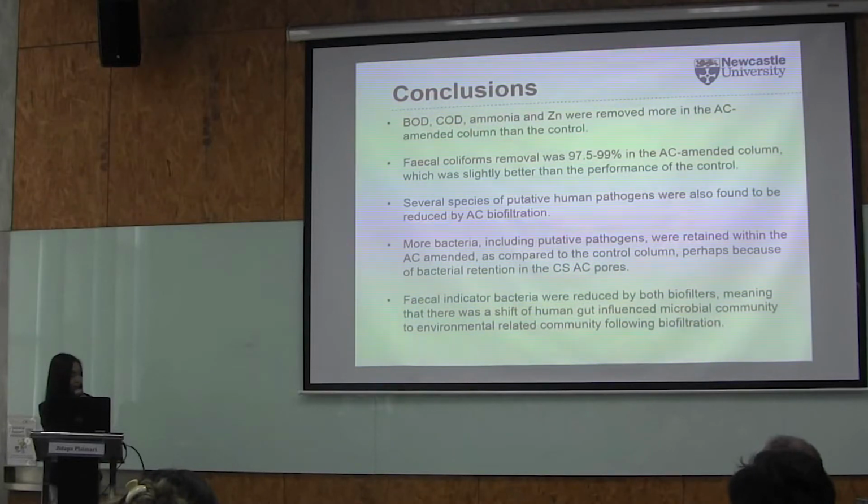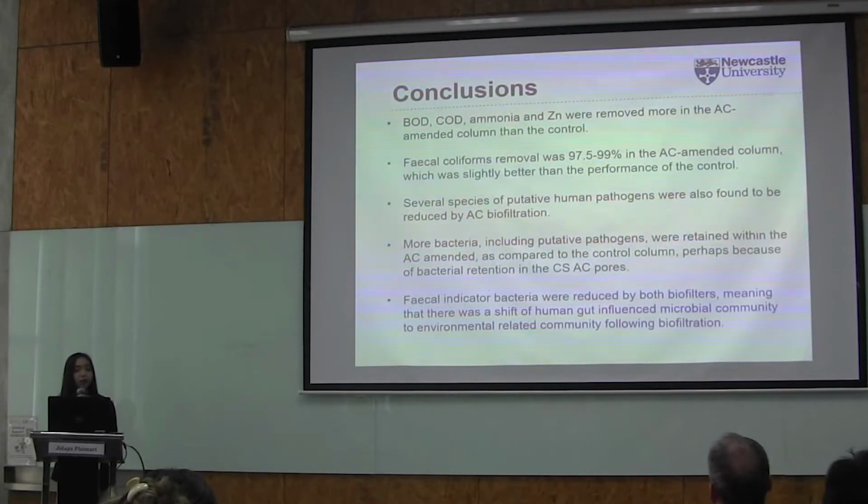And these are the conclusions. Firstly, BOD, COD, ammonia, and zinc were removed more in the AC amended column than the control. Fecal coliform removal was about 97.5 to 99% in the AC amended column, which was slightly better than the performance of the control. Several species of putative human pathogens were also found to be reduced by AC biofiltration.